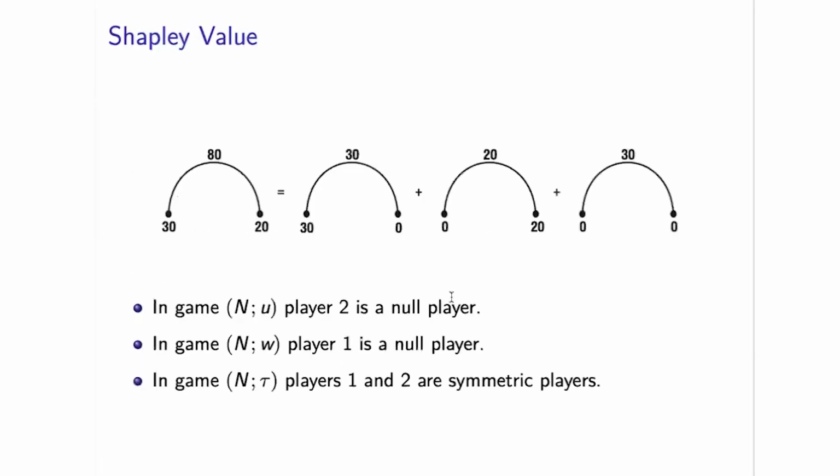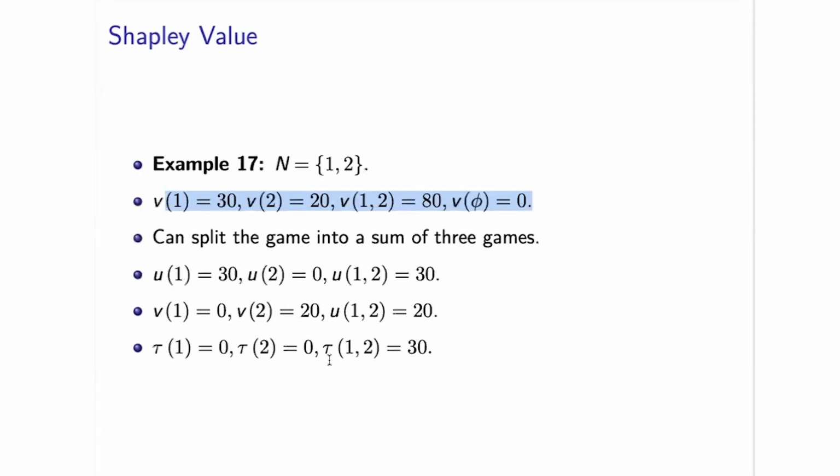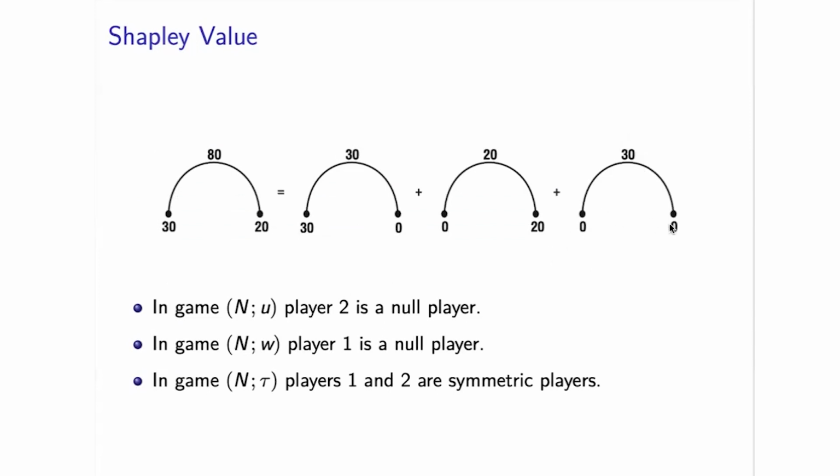So which has U alone can create 30, 2 alone can create nothing, but 1 and 2 together can create 30, right? In this second game in W, we have got that 1 alone creates nothing, 2 alone creates 20, and 2 and 1 create 20. And in the third game, we get that 1 alone or 2 alone does not create anything. So this is the tau game that we just discussed. But 1 and 2 getting together creates a value of 30, right?